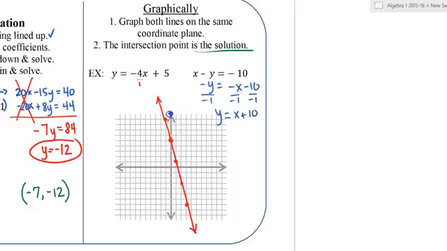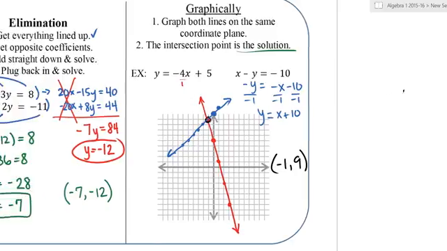Looks like we're just about off the graph there. Okay, and then we have a slope of 1, so up 1 over 1. So we would go up and to the right, or we can go back down and to the left, and you see that we have an intersection point there. These graphs intersect at -1, 9. That is the solution to this system.